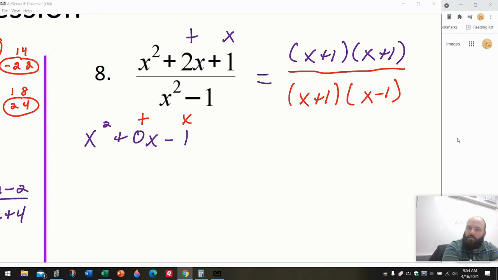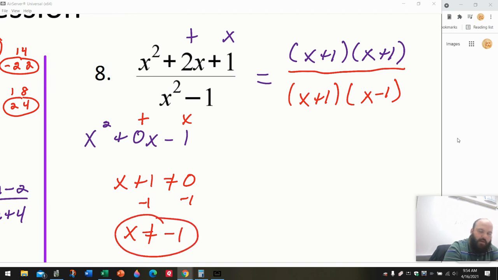Now, we will get our restricted values. Before we simplify, you should get your restricted values. And again, the restricted values come from setting the bottom factors equal to 0. So in this case, x plus 1 equals 0. We actually don't want it to be 0. So by subtracting 1 from both sides, you can see if x is equal to -1, that will make the bottom 0. So we've got to exclude -1.